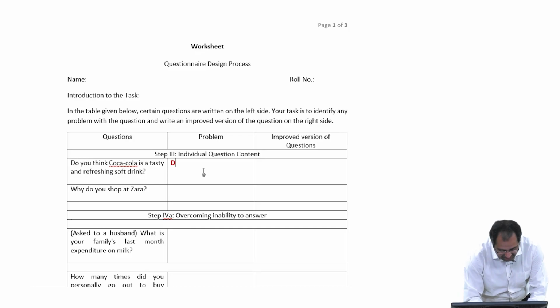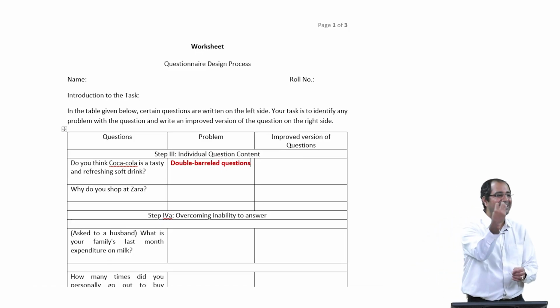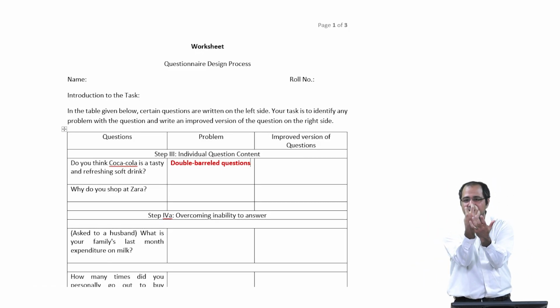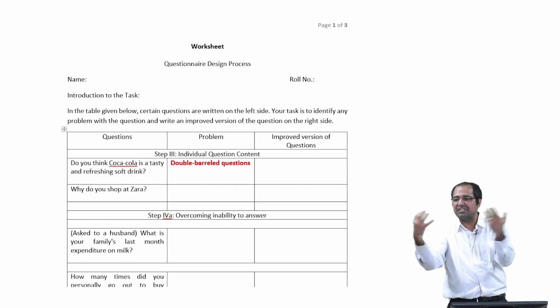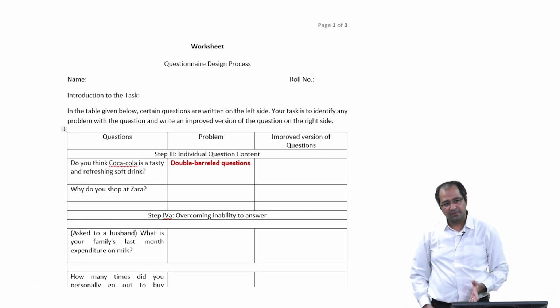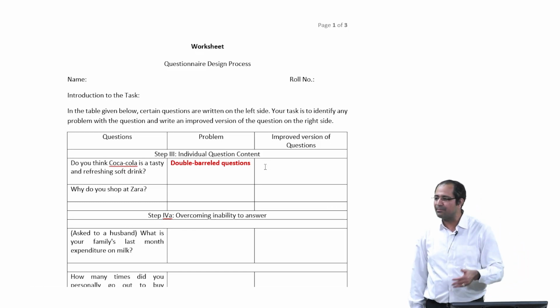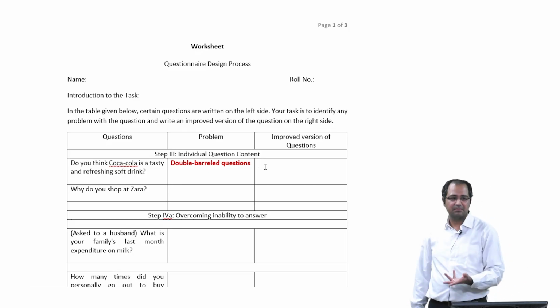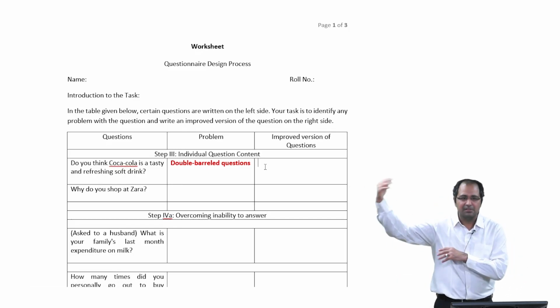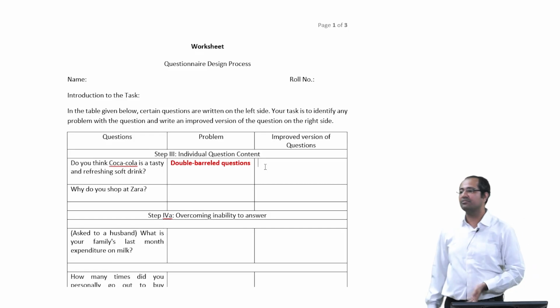So the first concern is double barreled questions. You should avoid combining two things together, two characteristics of an object, in a single statement and asking strongly agree or disagree. You should not do that. How would you write it correctly? You can write both statements separately. Is it tasty? Is it refreshing? So this problem will be taken care of. The leading question might not be taken care of. That we will see later on.